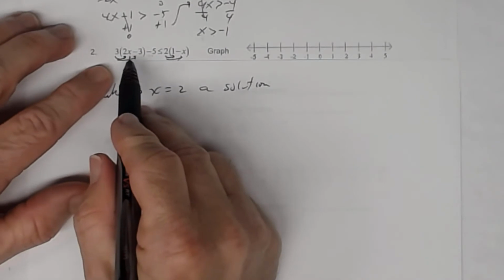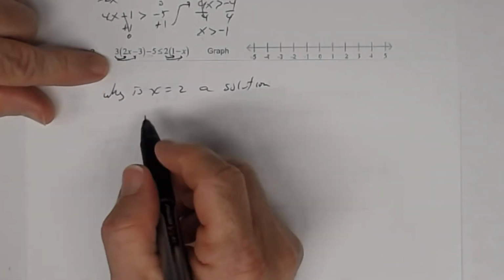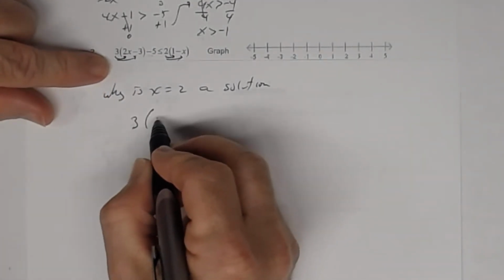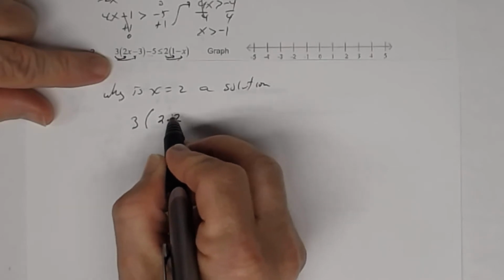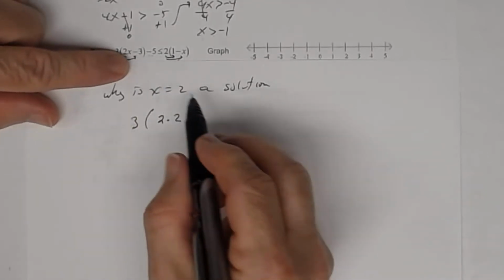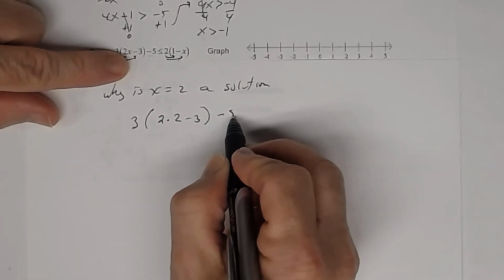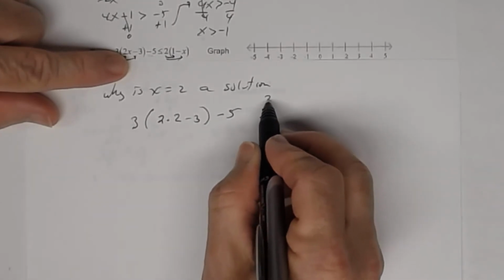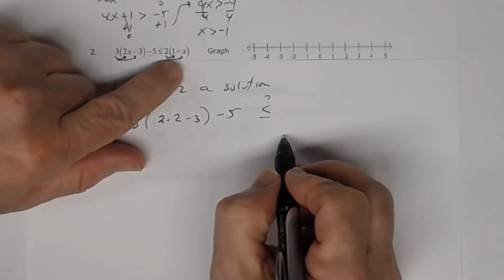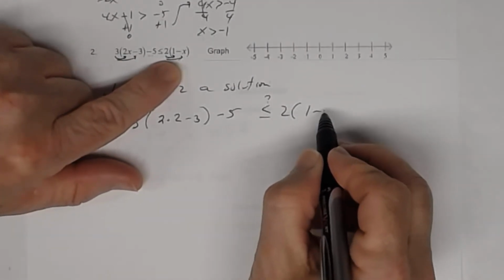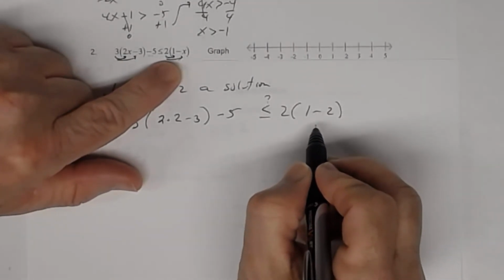All right, so wherever we see the variable x, I'm going to substitute 2. So I get 3 times, and then 2 times 2, because x is 2, right? Minus 3 in parentheses, and whatever all this is, you're going to subtract 5, and you want to see if that's going to be less than or equal to, and then 2 times 1 minus x, and x is 2. All right, so let's look at this.